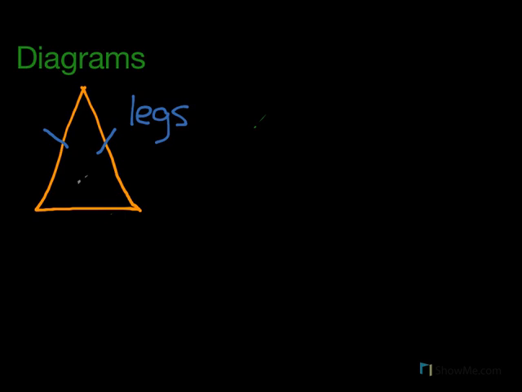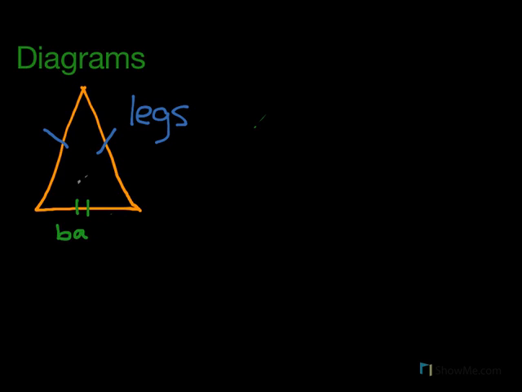An isosceles triangle is a triangle where two sides are congruent, meaning two sides are equal. We represent the two sides that are equal with two dashes. The two sides that are congruent are called the legs. The side that is not congruent with the other two sides is called the base.